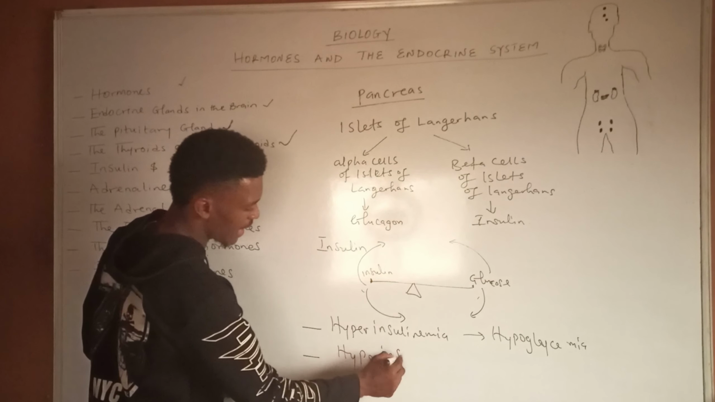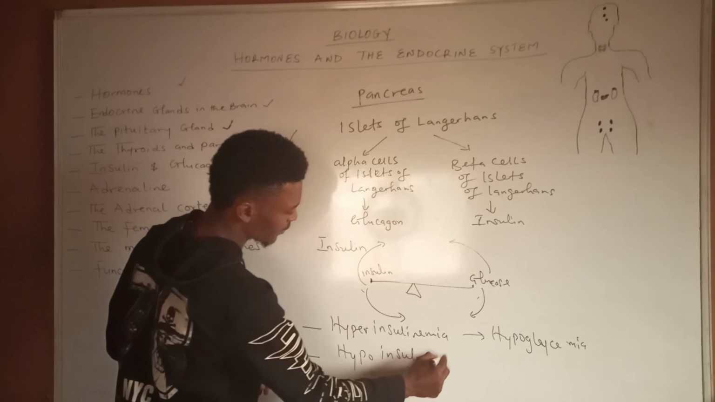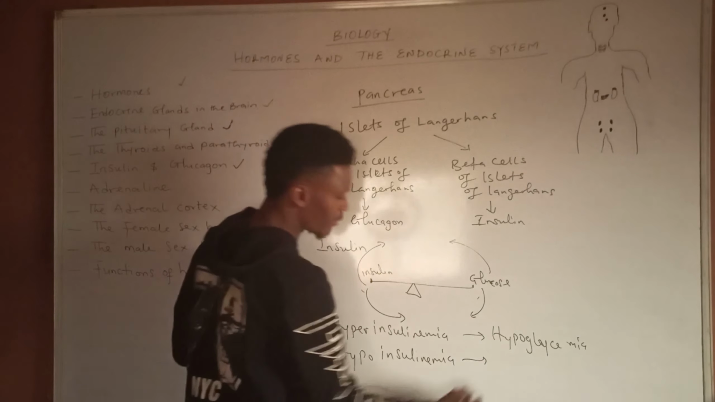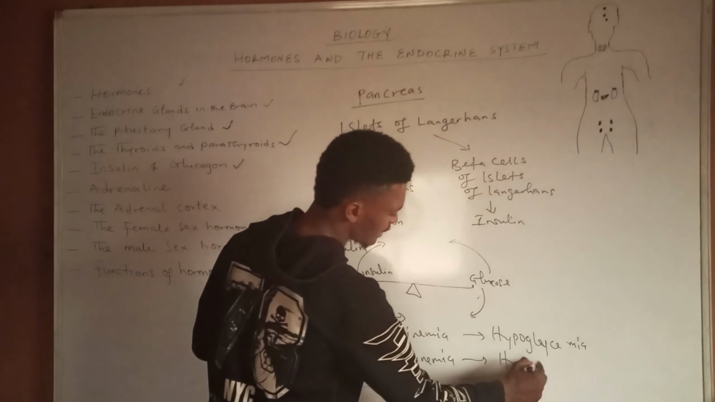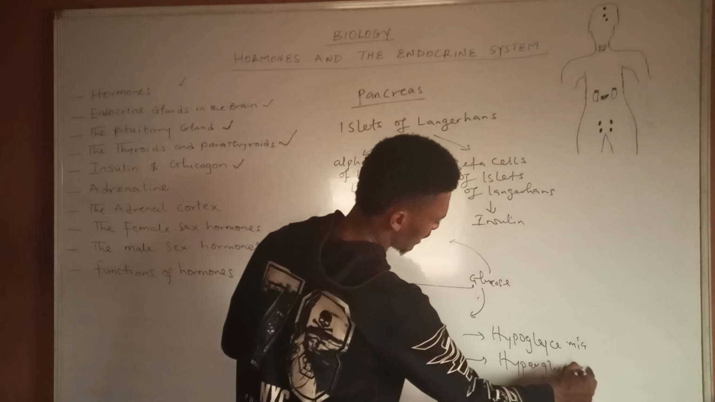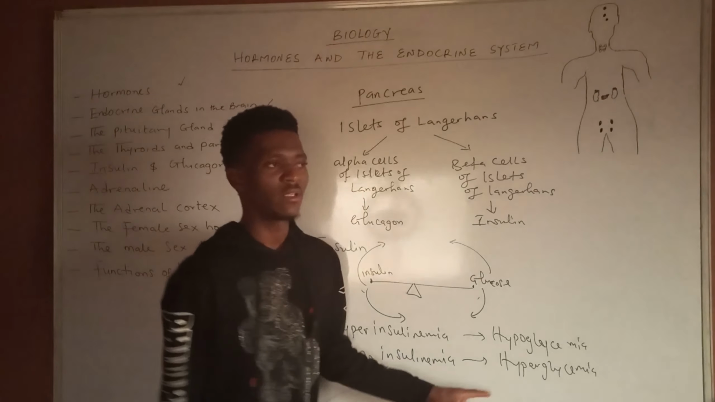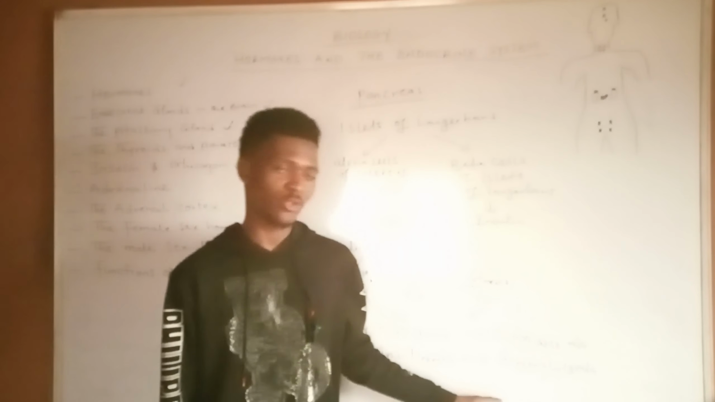And vice versa, when there is a reduction in the level of insulin, it leads to a condition known as hypoinsulinemia, which of course leads to a condition called hyperglycemia. And what is hyperglycemia? A high blood glucose level or sugar level.